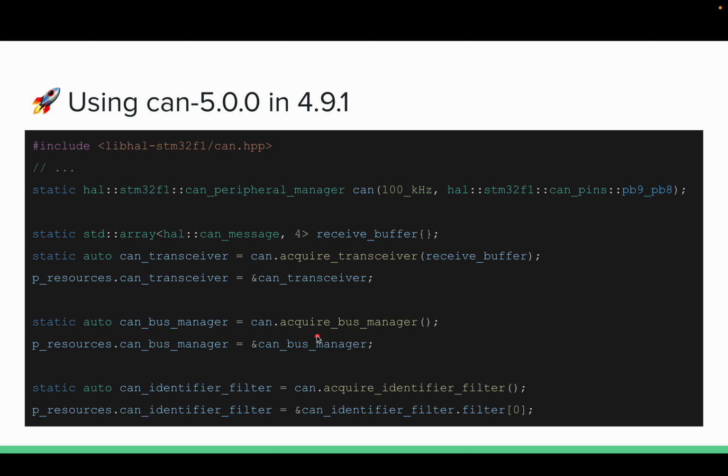Next up, we'll acquire a bus manager. Bus manager allows you to do things like go bus on, or if you become bus off. It allows you to set up an interrupt if you have gone bus off. It also allows you to control your baud rate. So that's all managed by the CAN bus manager. It is its responsibility. And then finally, we have an identifier filter.